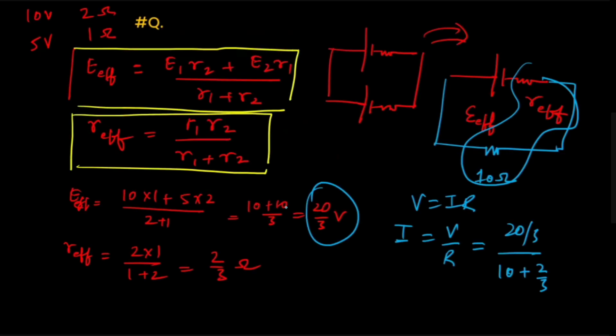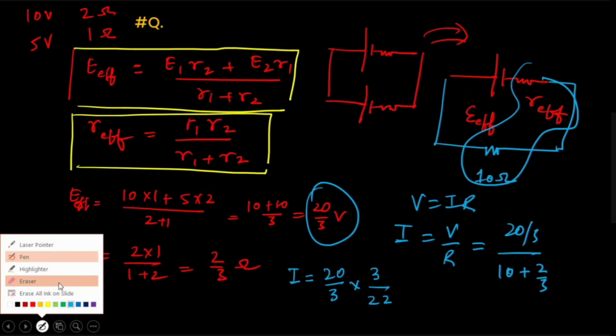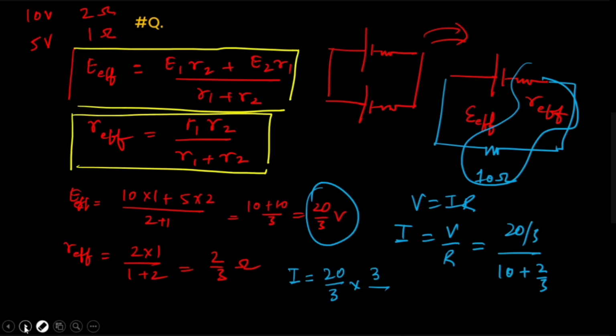If we solve it, we'll get I as 20 by 3 into 3 by 32. So we'll cancel out this. 10 by 16, 5 by 8. So current is going to be what? 5 by 8 ampere.